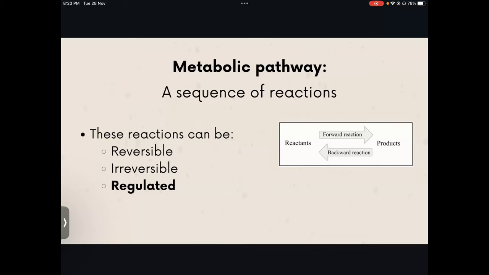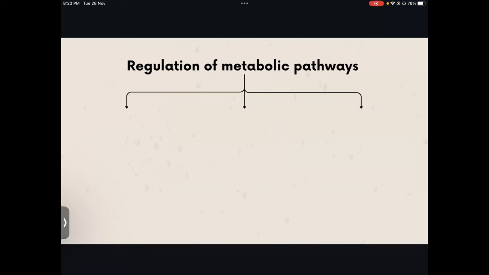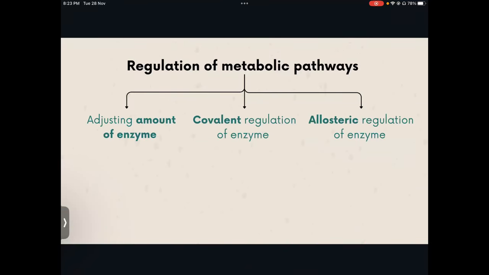Now, regulated means that the activity of the enzyme can be altered in certain ways in order to control how much product is produced or how much of the reactants you're consuming. This regulation happens in three ways. All right. These three ways of regulating a metabolic pathway are: number one, you adjust the amount of the enzyme, or you covalently regulate the enzyme, or you regulate it via an allosteric molecule.